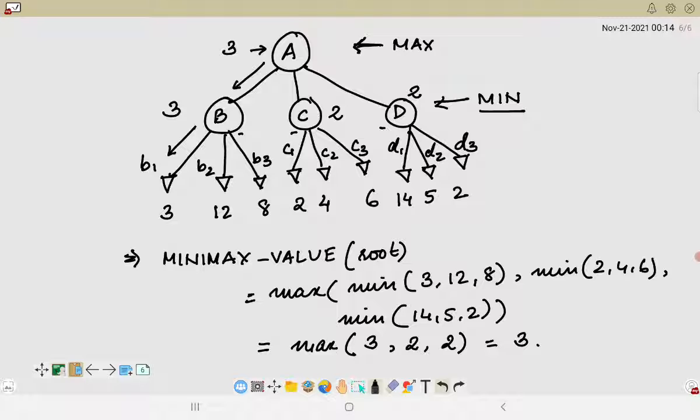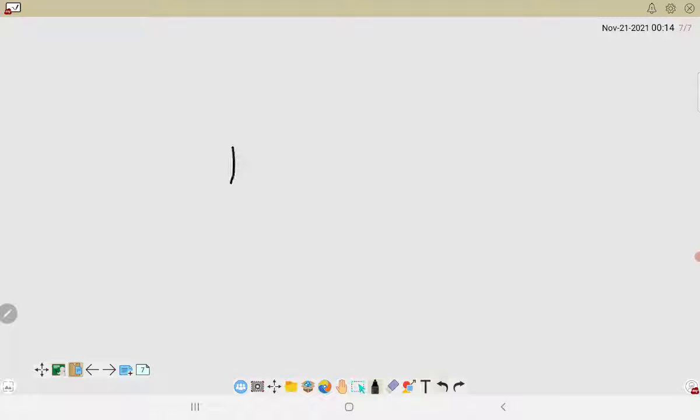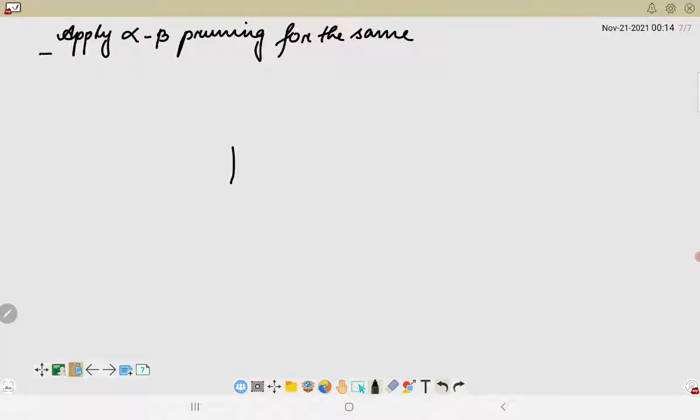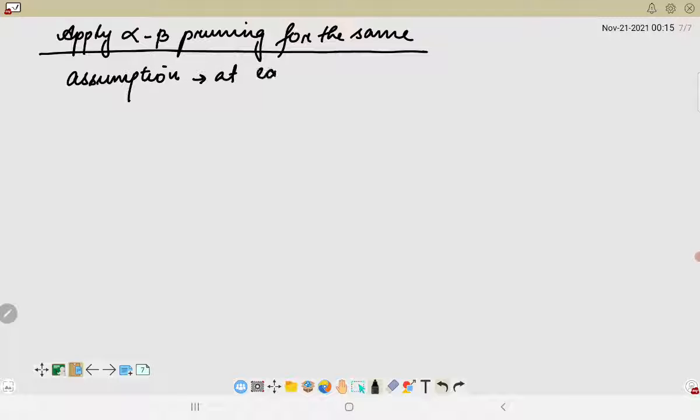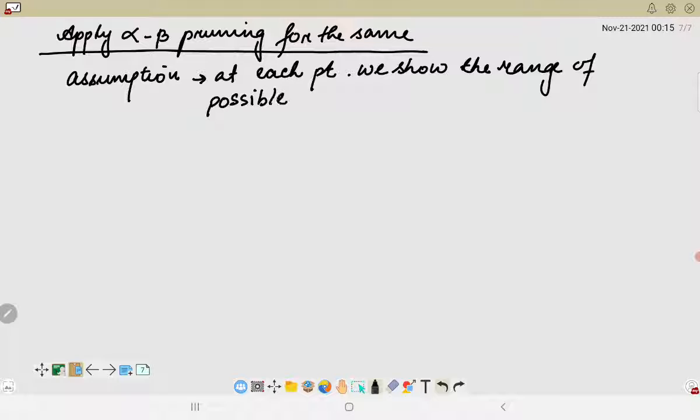Now let's apply alpha beta pruning to the same problem. We will have one small assumption, where at each node or at each point we show the range of possible values for each node. So we will have to associate a range with each of the nodes.